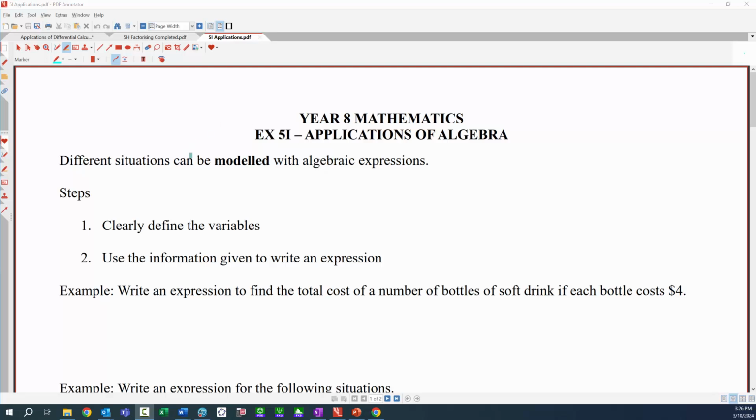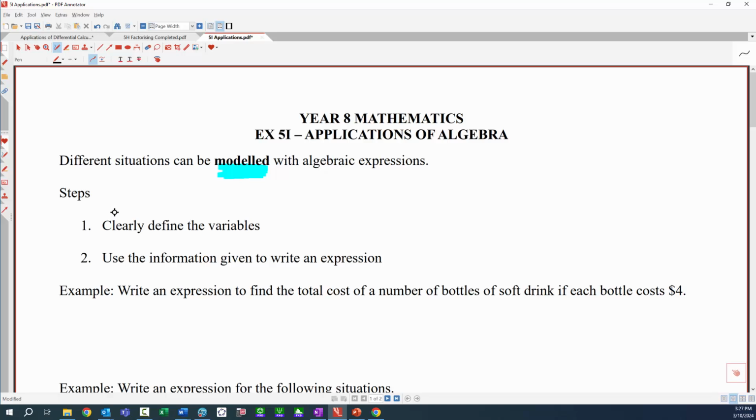Today what we're going to do is look at different scenarios that can be modelled. We call this modelling with algebraic expressions. So I suppose just like a model might wear some clothes to demonstrate what they look like, what we can do is take different situations in real life and use algebraic expressions to model them to give you an idea of what they look like.